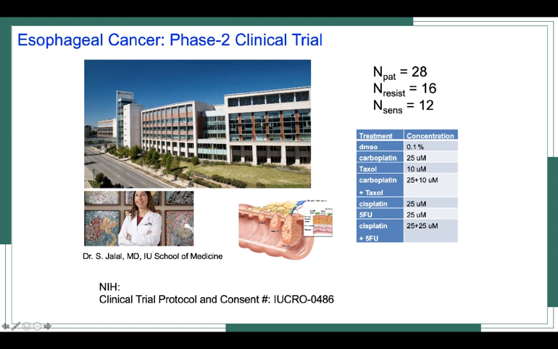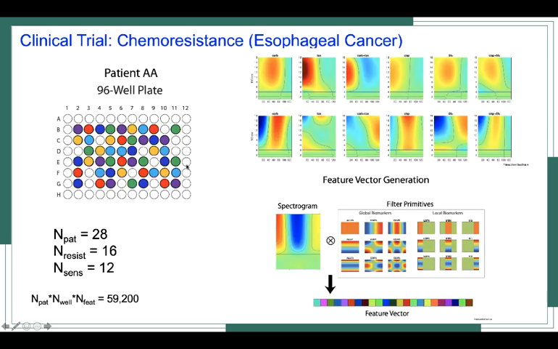So let me dig into one of our clinical trials. We've done 4 clinical trials, but let's look at this esophageal cancer. It's a phase 2 clinical trial. It was done at the Indiana University School of Medicine, and our collaborating doctor there was Dr. Shadia Jalal. And so this is human esophageal cancer. We enrolled 28 patients, 16 were resistant, 12 were sensitive. The treatments were carboplatin plus Taxol in a combination, and then also cisplatin plus 5-FU in a combination. We also applied the monotherapies too, so carboplatin, cisplatin just alone. This is the layout of the 96-well plate.